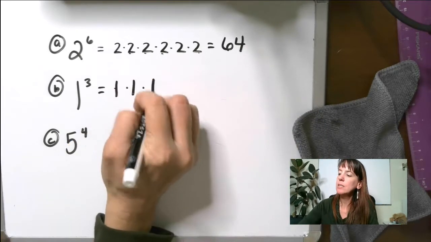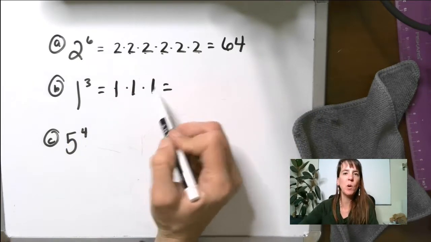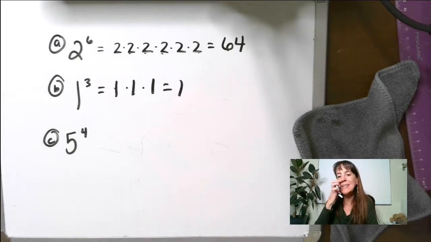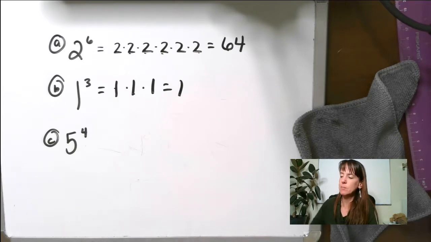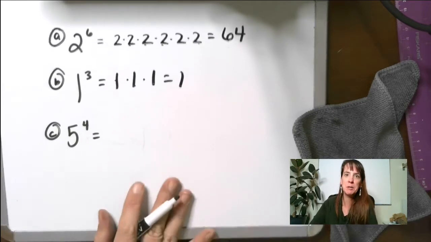1 times 1 times 1 equals, 1 times 1 is 1 times 1 is 1. 1 to the 17th power, 1. 1 to the 287th power, 1. It's my favorite too. Everything's my favorite. You guys are my favorite.